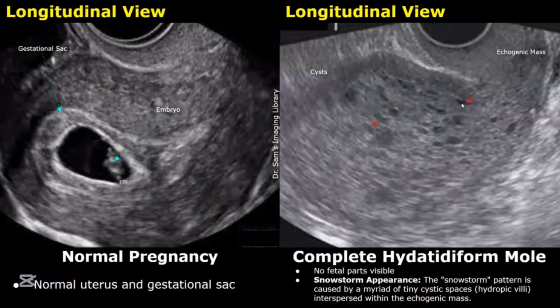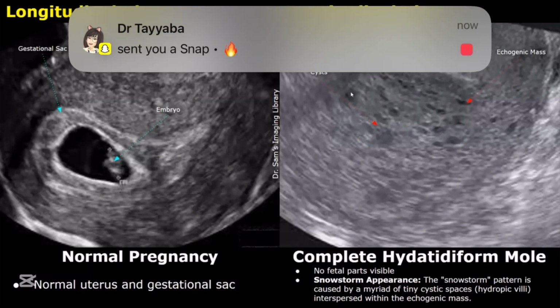Instead, we see an echogenic mass in the uterine cavity with multiple cysts. This type of appearance is termed a snowstorm appearance. The echogenic mass is filled with cystic spaces. This is the snowstorm appearance.